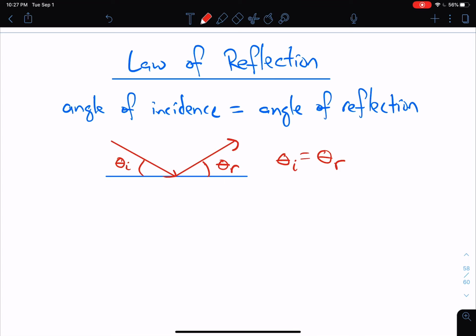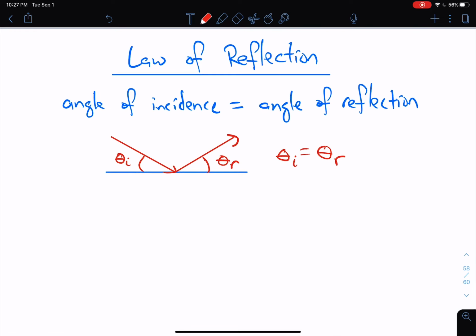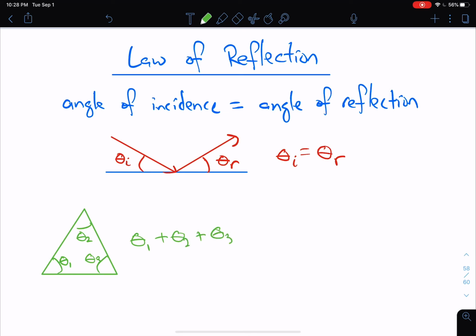Now, when you're doing the problems below, there are a couple math things I want to remind you of. The first one that I want to remind you of, when you're talking about triangles, remember that when you add together the angles in a triangle, they add up to 180 degrees. So that's the first thing I want to remind you of.